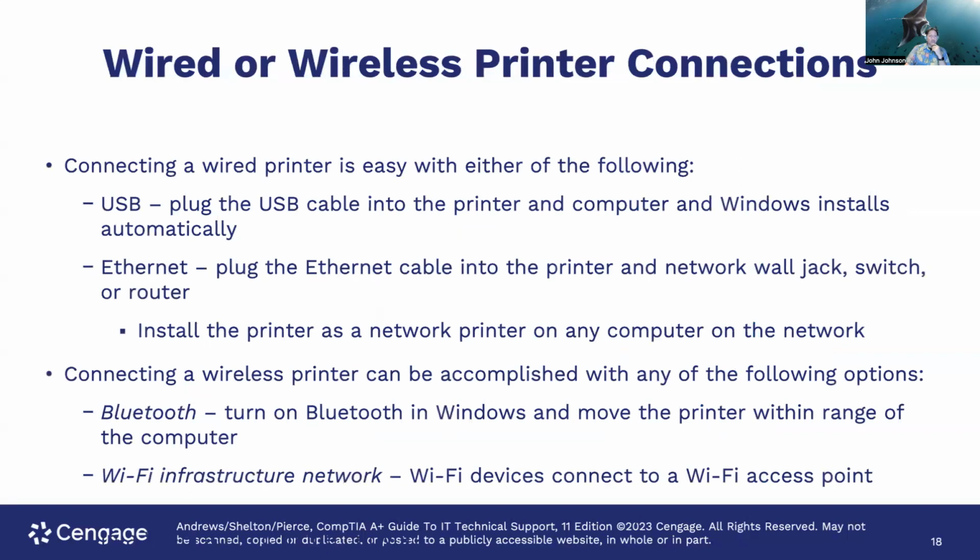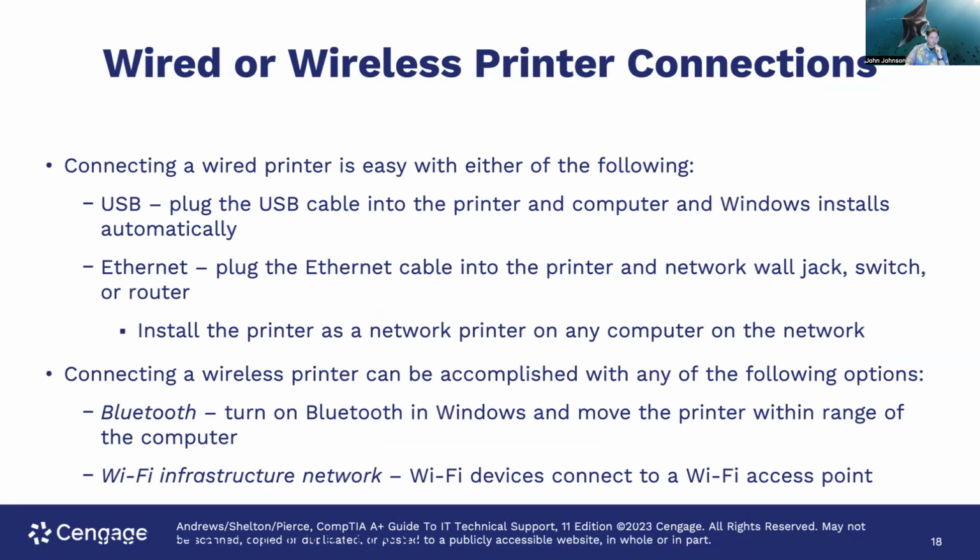So connecting a wired printer is easy with either of the following. USB: you can plug the USB cable into the printer and computer, and Windows installs it automatically. You can also connect through Ethernet. You can plug the Ethernet RJ45 cable, like a Cat6 cable or something, into the printer and a network wall jack, switch, or router. Then you can install the printer as a network printer on any computer on the network.